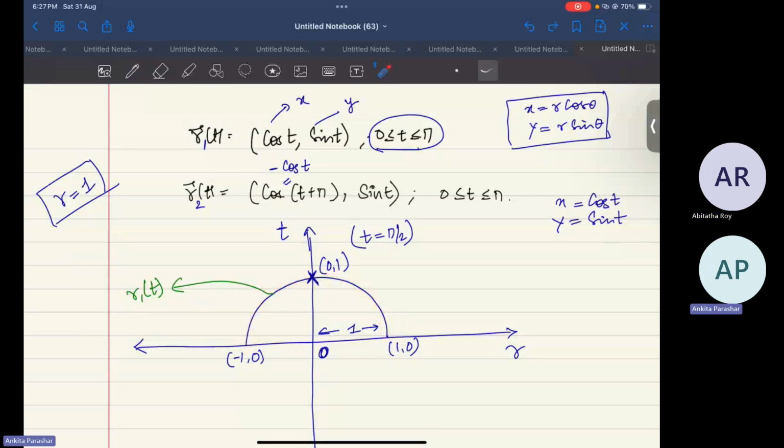What about the other curve? The starting point is when t is 0. Can you tell me the starting point?